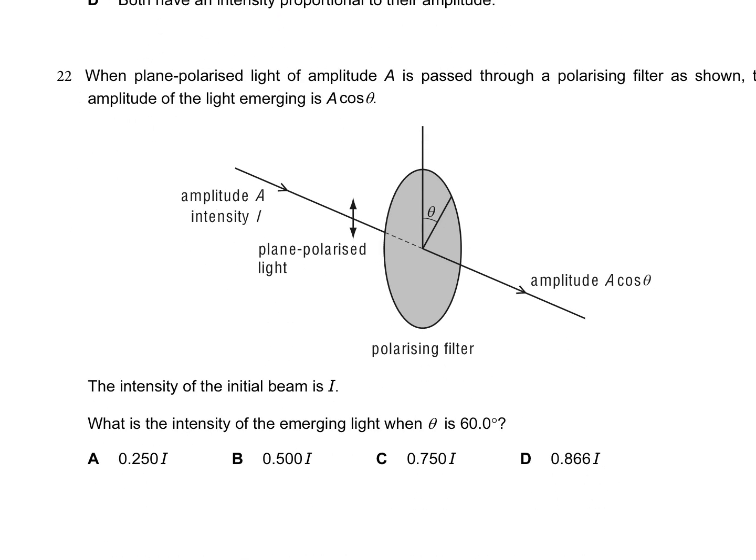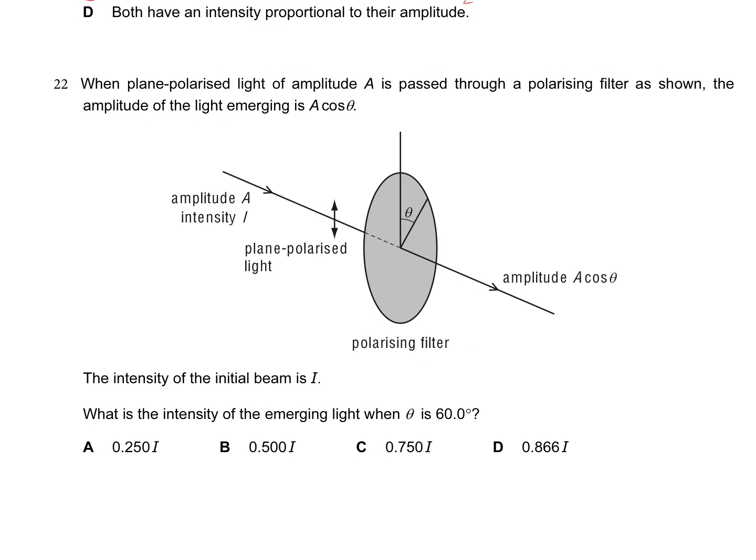Question 22. This is looking at polarized light, and it's going through a filter as shown, and it's emerging with A cosine theta on the other side. What is the intensity of the emerging light when theta is 60? Well, first of all, we can work out the amplitude and then square it, or we can just use Malus' law, which we hopefully remember, I equals I naught cosine squared theta. So the initial intensity is I, which really is I naught in our equation. Remember, this is the initial one, and this is the one on the other side of the filter.